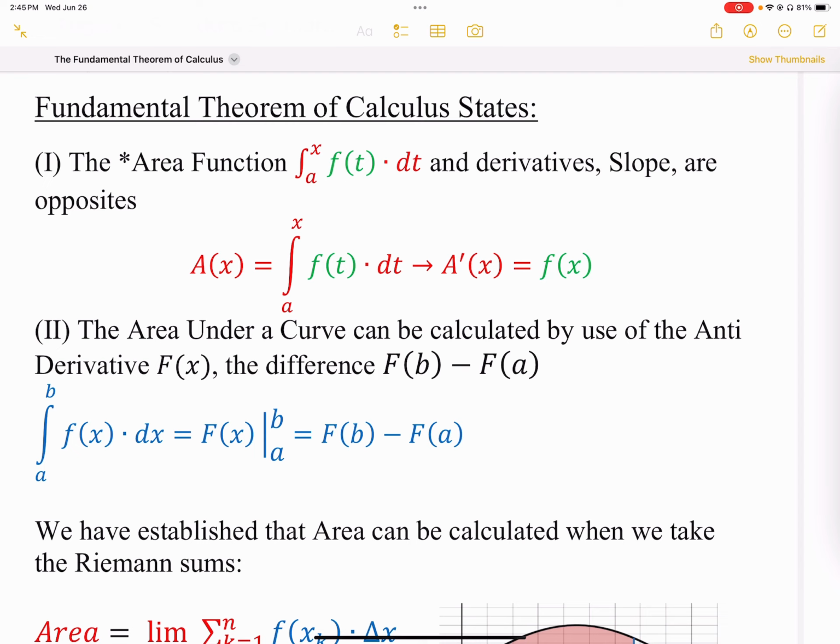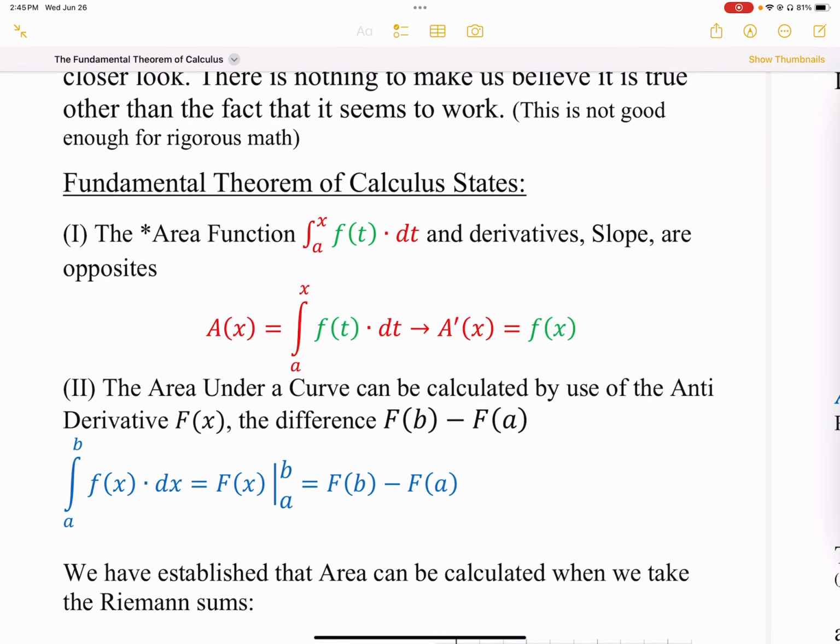So here, part one says that if with the integral, the area under f is A, if we take the derivative of A, we get the original function f back. The second part of the fundamental theorem of calculus states that the area under the curve is calculated by the displacement on the antiderivative. So those are two main ideas of the fundamental theorem of calculus.